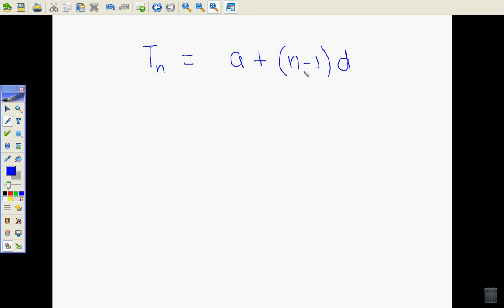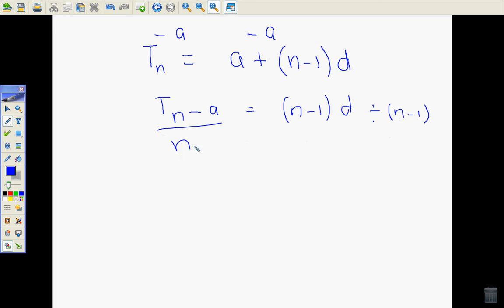Well, what do we need to do? We need to get d by itself. Firstly, we need to subtract a. So we're rearranging this one. Tn minus a is equal to n minus 1 times d. To get d by itself now, we need to divide both sides by n minus 1. So we could write it as d, and it doesn't matter whether d is on the left or the right hand side. d would be equal to Tn minus a over n minus 1.